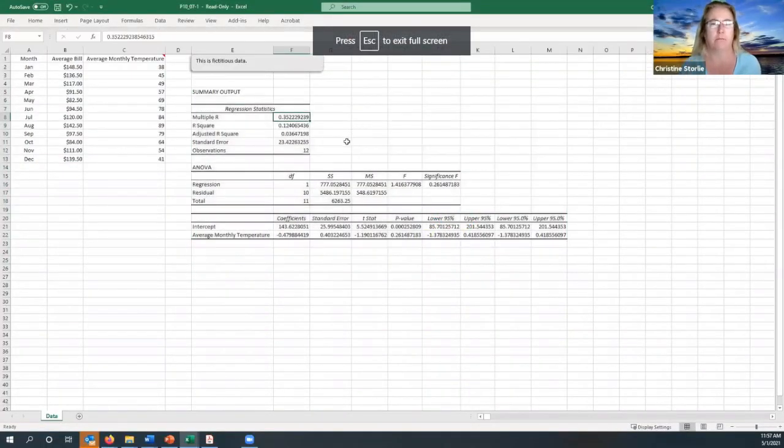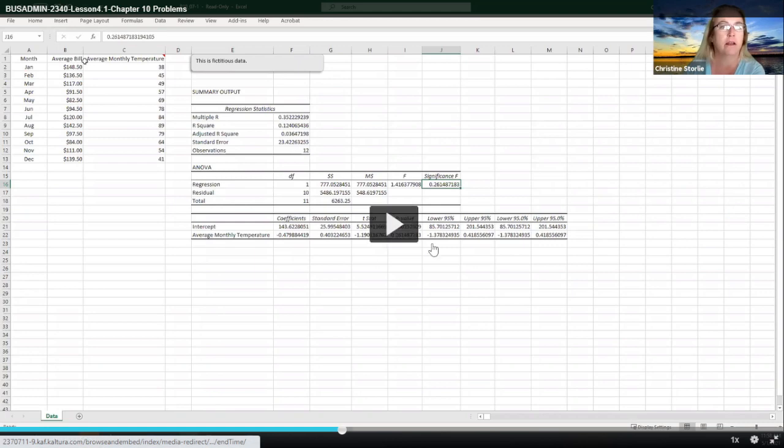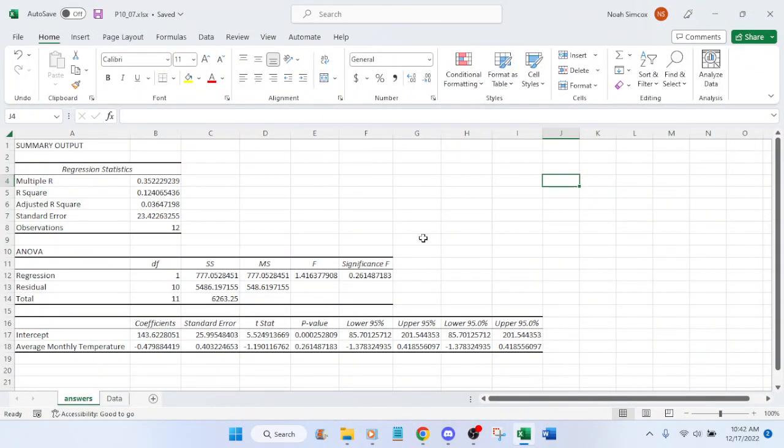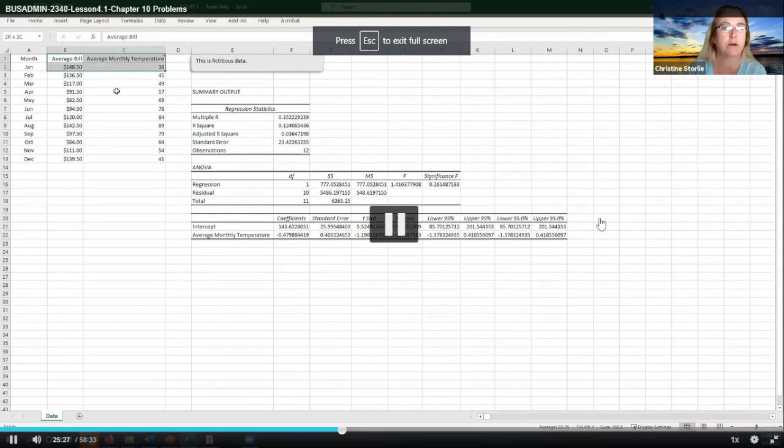Right off the bat, my Pearson correlation coefficient indicates that it's a weak relationship. Only 12%, looking at the goodness of fit, only 12% of the variability in the bill is explained by the monthly temperature, and then our significance is huge. 0.26, so that's really big. It's far greater than 0.05, so we're going to fail to reject the null. And basically, this model is a terrible fit. Did we get 0.26? We got the same numbers here.